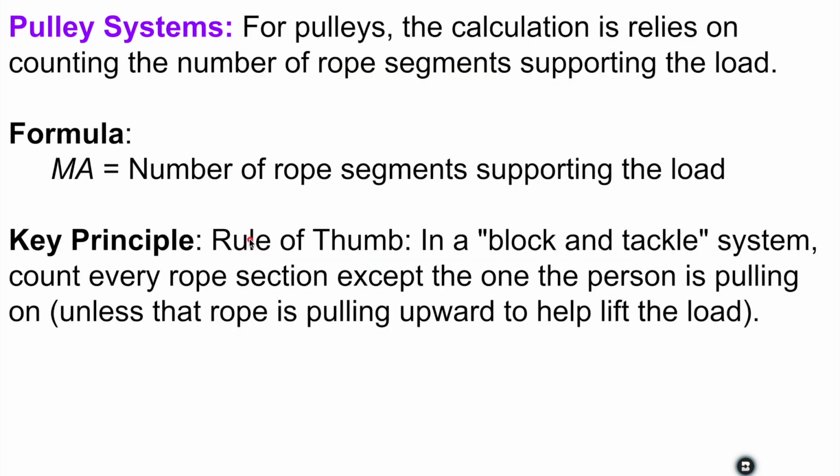With pulley systems, the calculation relies on counting the number of rope segments supporting the load. So the mechanical advantage is going to be the number of rope segments supporting the load. The rule of thumb in something like a block and tackle system is to count every rope section except for the one that the person is pulling on. This is unless the rope is being pulled upwards, but if it's being pulled downwards, you're going to count every single rope section except for the one that the person is pulling on.